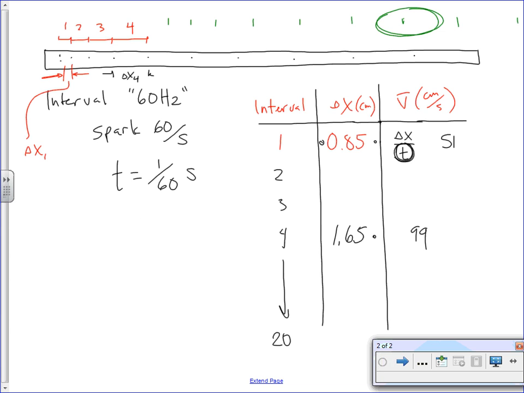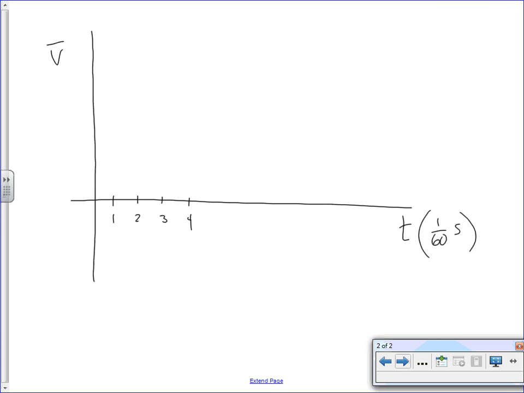All right, let me just make sure. So we have a way to figure out the average velocity at every interval, right, by measuring the delta x and then doing our simple equation. Okay, fine, yep, up to 20, and then we're plotting velocity versus time. Okay? Yes? Right? Okay, see you tomorrow.